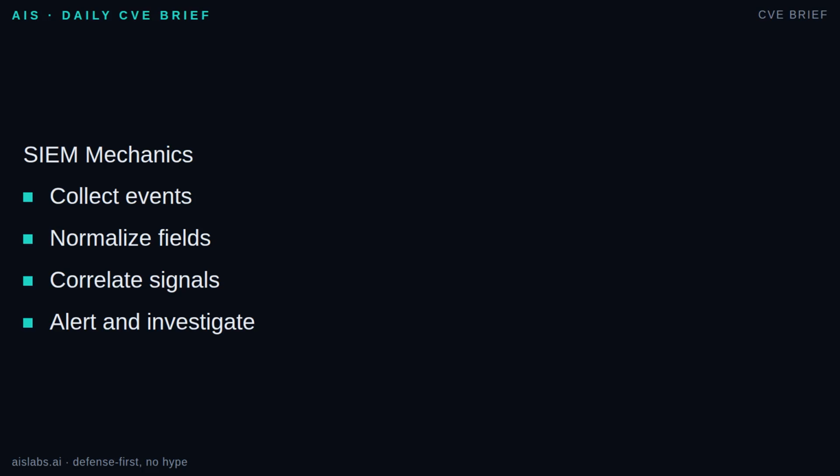Fourth, rules and analytics correlate events across sources. One event may be normal. Five related events may be suspicious. Fifth, analysts investigate from the timeline, pivot across fields, and document response. Good SIEM work starts with good source selection, not fancy dashboards.